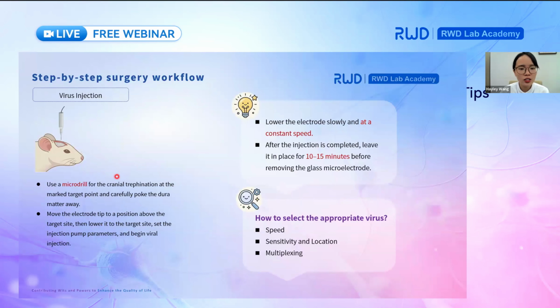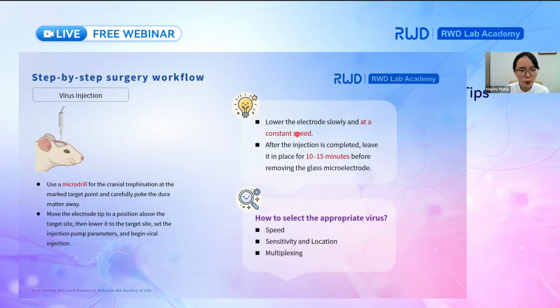So once the skull is leveled, we use a micro drill to make a small hole in the skull, and then we move the electrode above the target site and lower it to the target depth, and we set the injection parameters, and we start the viral injection.